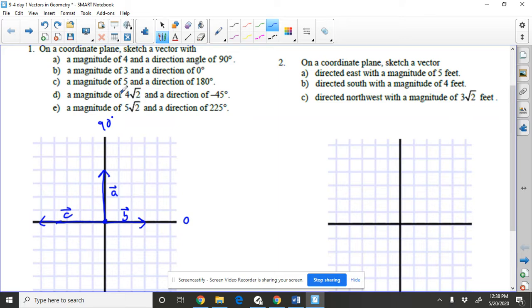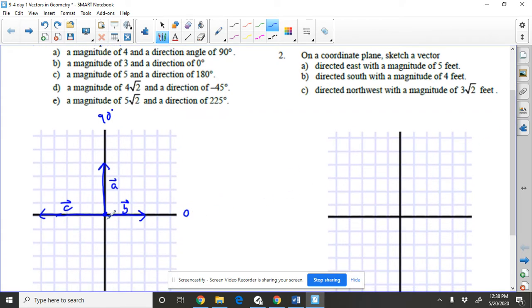For the last two, I see a magnitude of 4 square root of 2 and a direction of negative 45 degrees. These are all things we can draw exactly on these axes. 4 square root of 2 is our hypotenuse of a 45-45-90 triangle that has legs of length 4. So if my direction is negative 45 degrees, I'm going down into the fourth quadrant, and my magnitude is 4 square root of 2, I have to end up 1, 2, 3, 4 over and 1, 2, 3, 4 down. The vector is the hypotenuse of that 45-45-90 triangle where the legs are both 4. This is D.